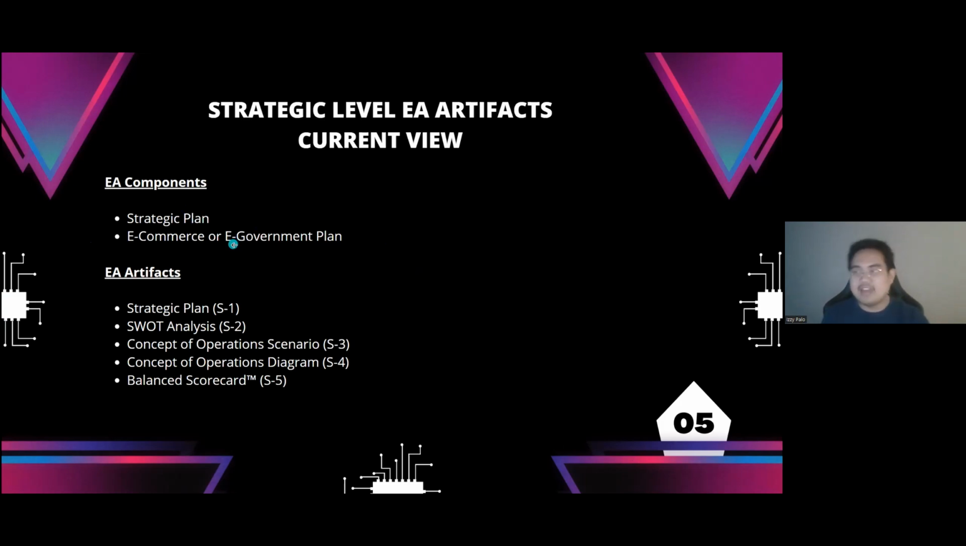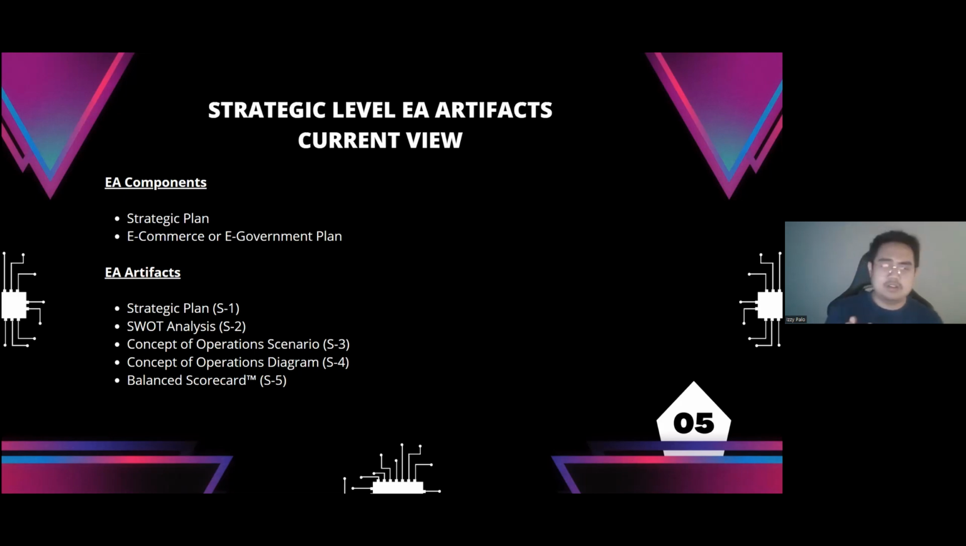We have the strategic plan, the e-commerce and e-government plan, and we also have the artifacts: the strategic plan, SWOT analysis, concept of operations scenario, concept of operations diagram, and balanced scorecard. Strategic planning produces a high-level view of the direction that an enterprise sets for itself. This is documented in the general strategic plan and the accompanying e-commerce and e-government plan, where the role of IT is described in more detail. The enterprise strategic direction is further articulated in EA artifacts that include long-range scenarios, goals, and initiatives. Strategic plans should look 5 to 10 years into the future and be published every 2 to 3 years.